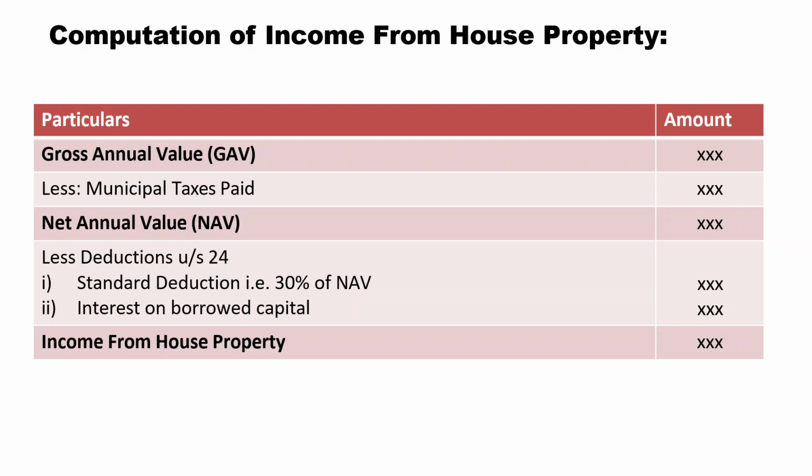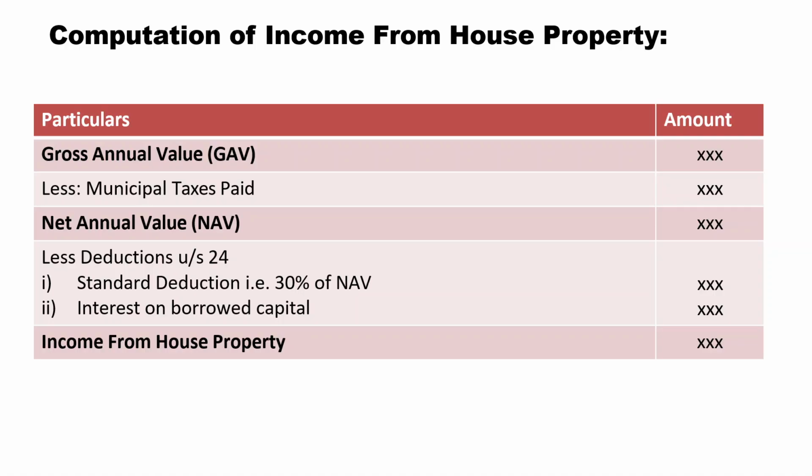The taxes which are paid. Which taxes? Municipal taxes. Those are deducted from the gross annual value. And regarding this, one condition is also there. Suppose these taxes were unpaid during the previous year, or were paid by the tenant. What I am telling you, suppose these municipal taxes were unpaid or were paid by the tenant, at that time these taxes won't be deducted from the gross annual value.